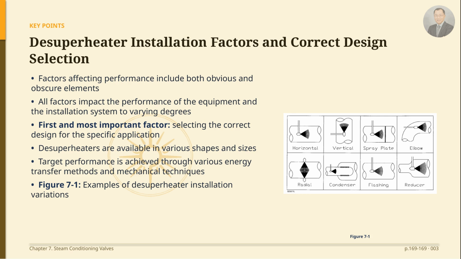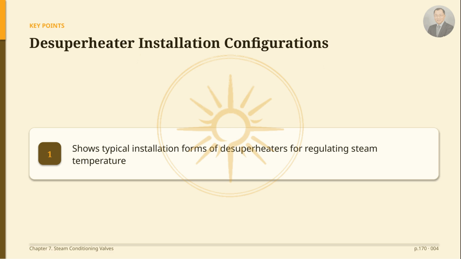Figure 7.1 shows several variations of desuperheater installations. The differences between the available types of desuperheaters and their expected performance will be covered separately later. This shows typical installation configurations of desuperheaters used to control steam temperature.